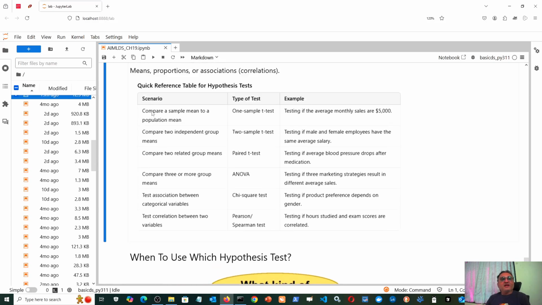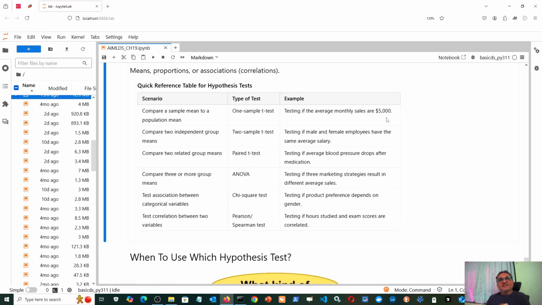So for example, if you are asked to compare a sample mean to a population mean, for example, monthly sales are 5,000 across all the branches of your large retail chain, which has 5,000 or maybe 10,000 stores across our entire country.